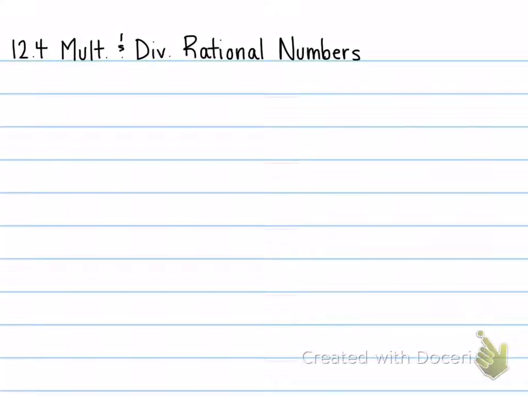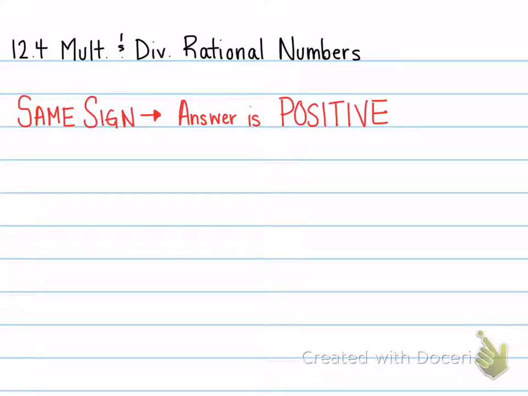In this section, we're going to review how to multiply and divide rational numbers. Now, I say review because we have already learned how to multiply and divide fractions and decimals, and we've already learned how to multiply and divide integers, so now we just need to put everything together. The first thing we need to remember is that when you're multiplying and dividing integers, if they have the same sign, the answer is positive.